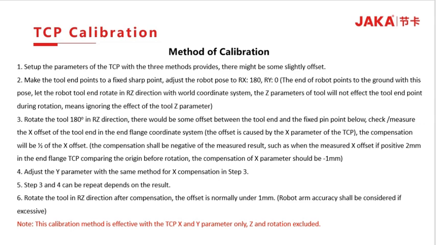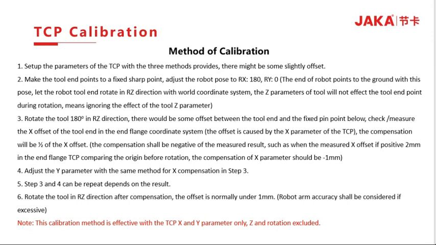The compensation shall be the negative of the measured result, such as when the measured X offset is positive 2 mm in the end flange TCP compared with the origin before rotation, the compensation of the X parameter should be 1 mm. Fourth, adjust the Y parameter with the same method as the X compensation in step 3. Fifth, steps 3 and 4 can be repeated, depending on the results.